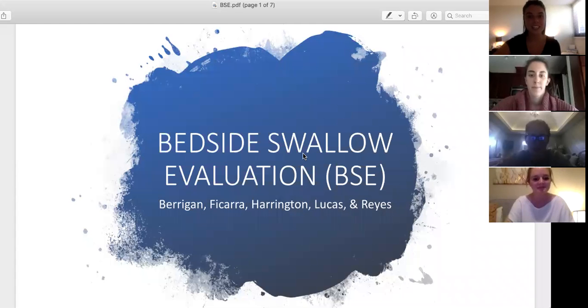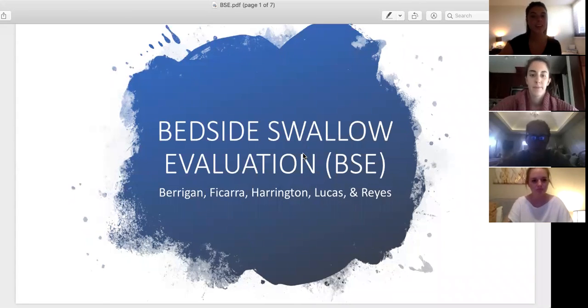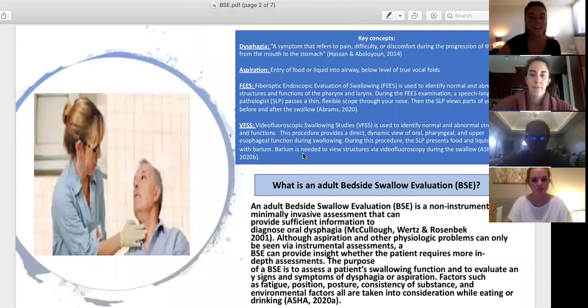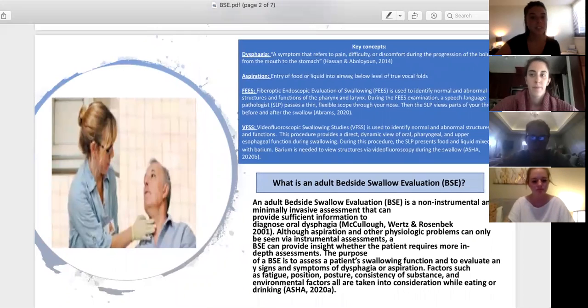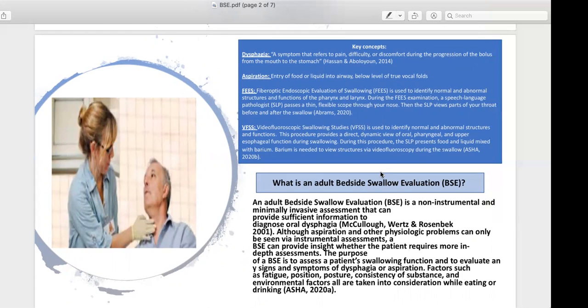Our presentation is on adult bedside swallow examinations, and we decided to create a caregiver's guide to a bedside swallow examination. So it's important to define a few key concepts before we proceed with explaining what a bedside swallow examination involves. Dysphagia is a symptom that refers to pain, difficulty, or discomfort during the progression of the bolus from the mouth to the stomach.